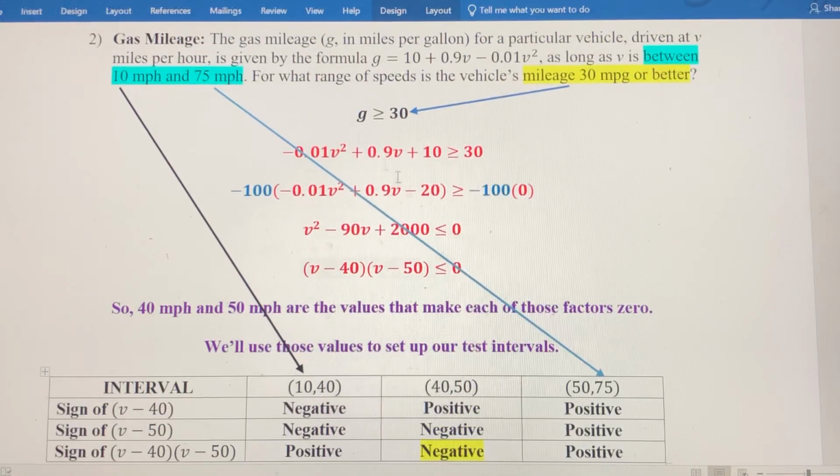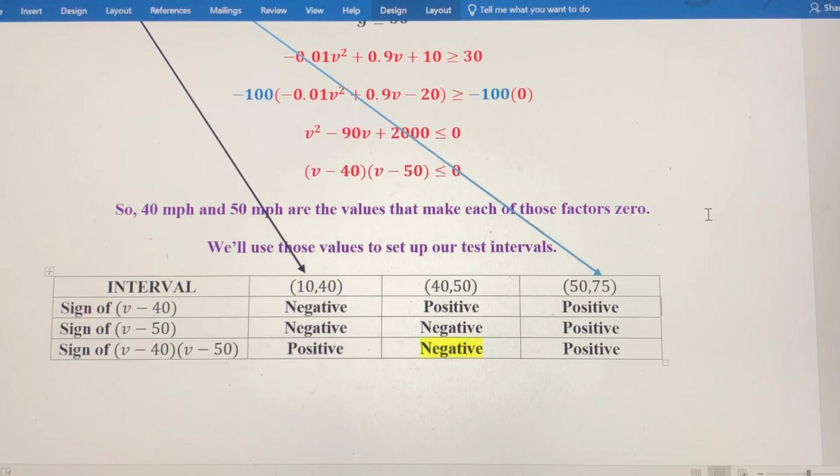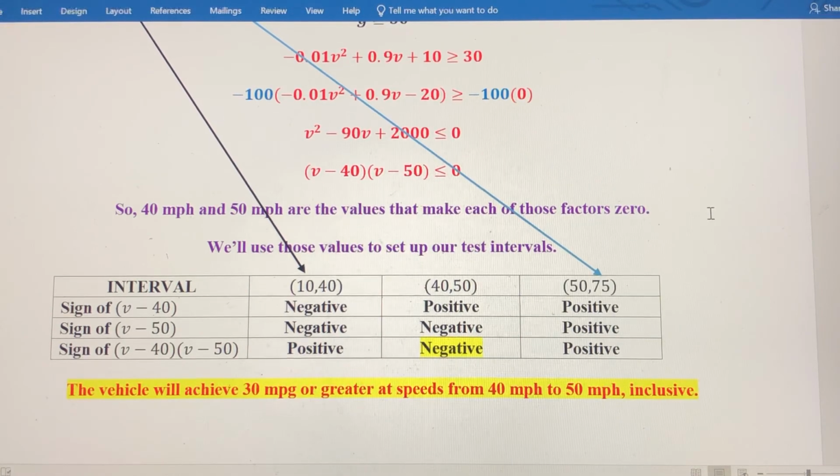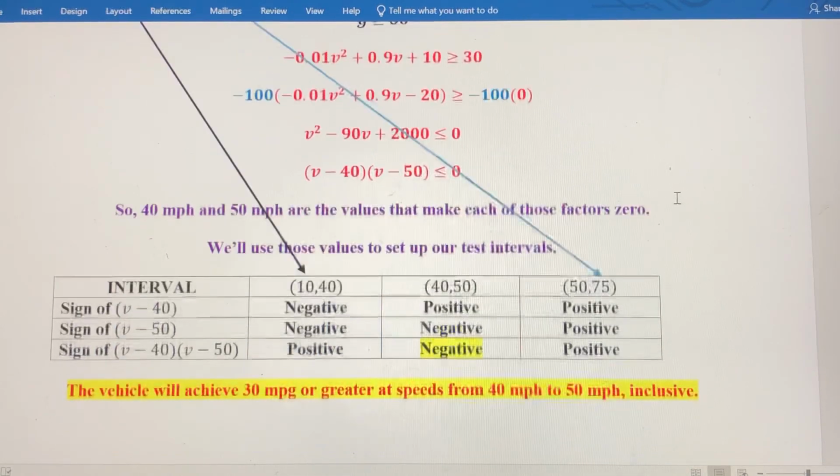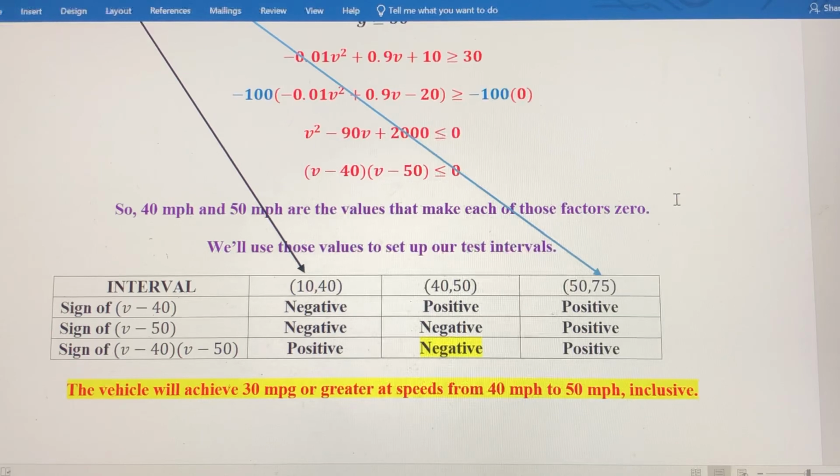So the question was, for what range of speeds is the vehicle's mileage 30 miles per gallon or better? Well, that's going to happen between 40 and 50 miles per hour, including both of those, because it says less than or equal to. Here, it said greater than or equal to 30 miles per gallon in the problem, okay? So that's how you use that solution process for nonlinear inequalities to model real-world situations.